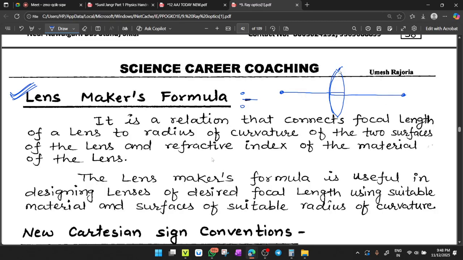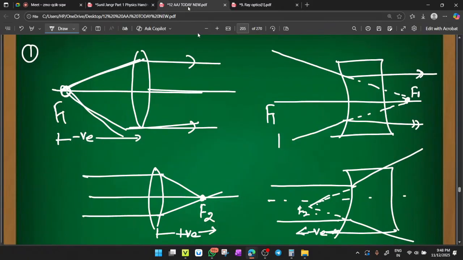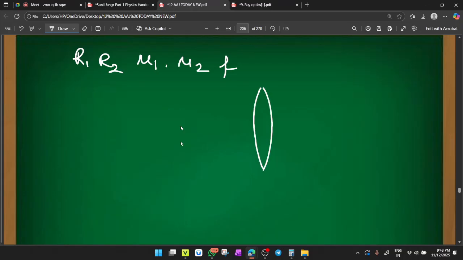It has some center, this part. So this is supposed to be R1. This part also has some radius R2. So the lens has two radii of curvature. So this formula connects the focal length of a lens to the radii of curvature of the two surfaces of the lens, and the refractive index of the material of the lens. It means you have to derive a connection between R1, R2, mu1, mu2, and focal length. Clear or not clear? Yes.